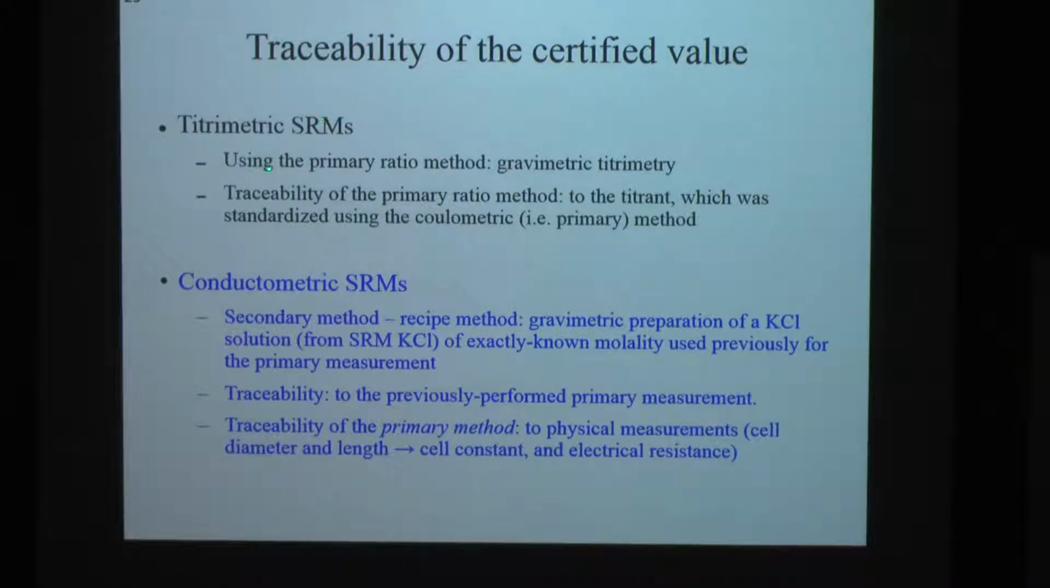For titrimetric SRMs, you're using this primary ratio method, gravimetric titrimetry. Traceability is to the titrant, which itself was standardized using the coulometric method. Conductometric SRMs, what is used for the SRMs is a secondary method. We prepare gravimetrically, very accurately, a potassium chloride solution from SRM potassium chloride. That goes back to a coulometric analysis of exactly known molality, the same molality which was used for the primary measurement in the past. The traceability is back to the primary measurement. What's the traceability of the primary measurement? Back to physical measurements, electrical resistance, and the diameter and length of this center tube if you're using that primary measurement technique.